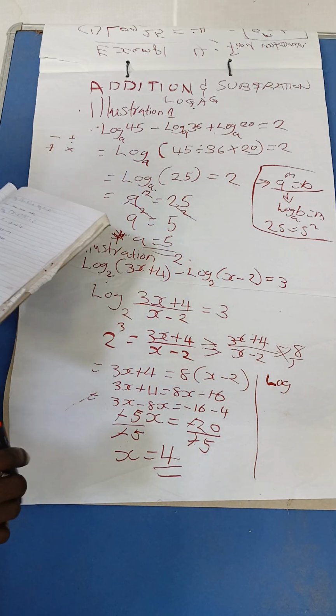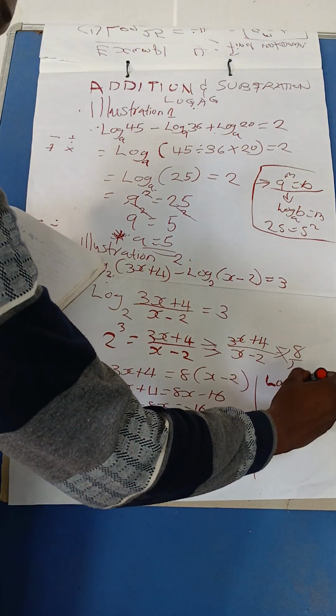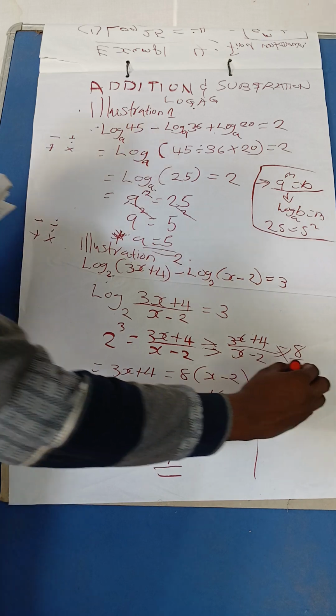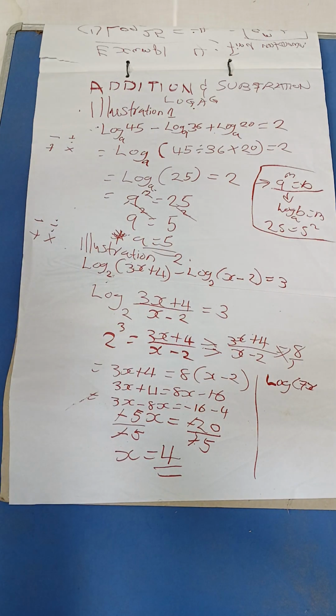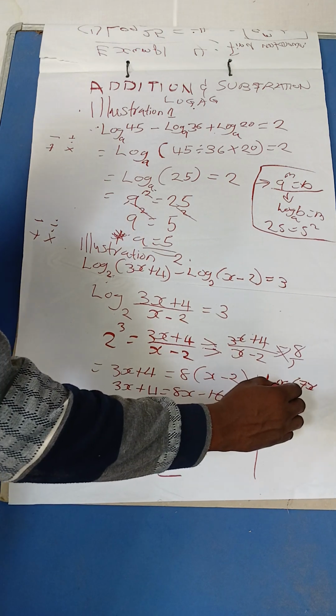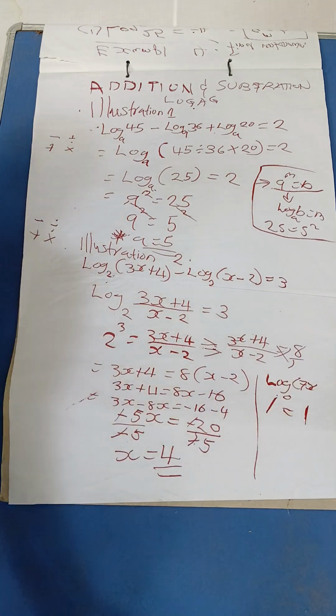So log, in bracket 7x, in bracket 7x plus 1, close the bracket, minus log, in bracket 9x minus 5, is equal to 0. Here now you remember I said any value, let's say 1 raised to 0 is what? 1. So any value you get raised to 0 is 1.